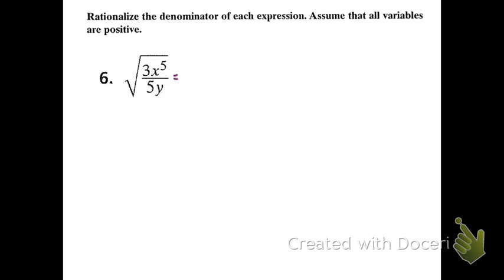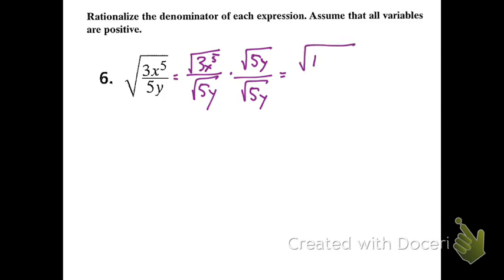So this I'm going to change into a square root of 3x to the 5th over square root of 5y. Since it's square root, this one's not that bad. We start by multiplying by root 5y over root 5y. That means up top, and we will have to simplify this, we get 15x to the 5th y inside that square root. On the bottom, we get the square root of 25y squared, which is just 5y.